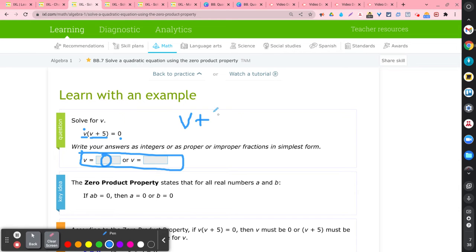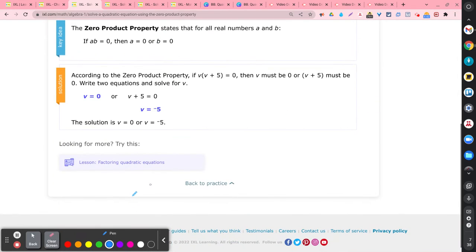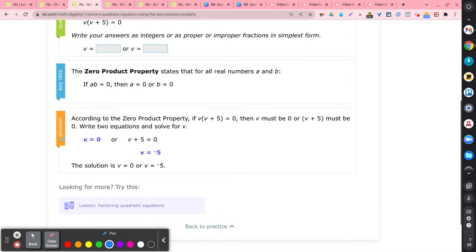So if V plus 5 is equal to 0, that means that V is what? What is V equal to if V plus 5 is 0? -5. Does that make sense? I can't tell because I can't see your faces, so I don't know if you look confused or if you're bored. So I'm going to move on, but pretty much V is equal to 0 because of what I just said.